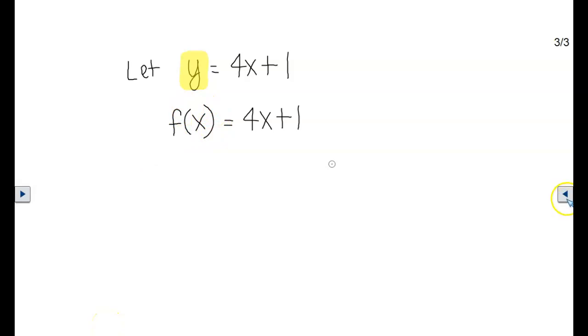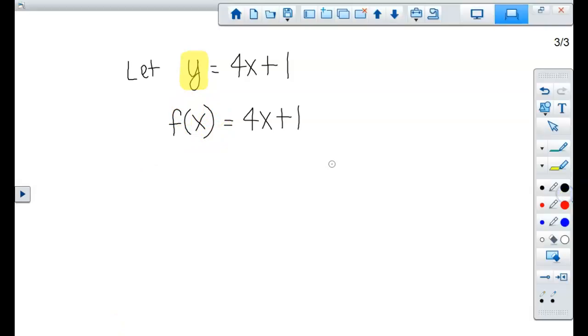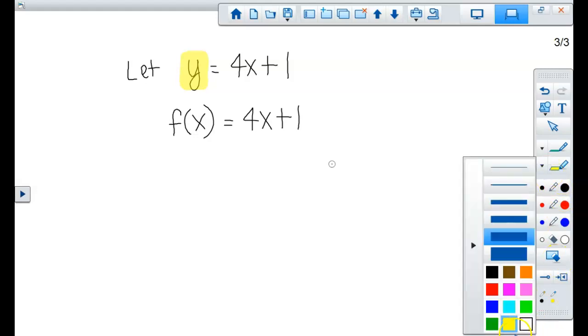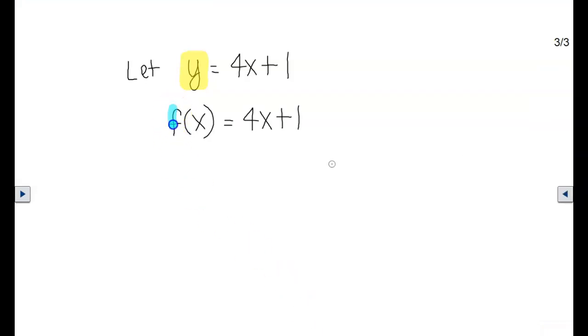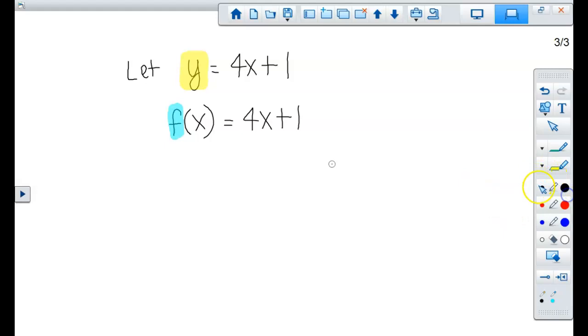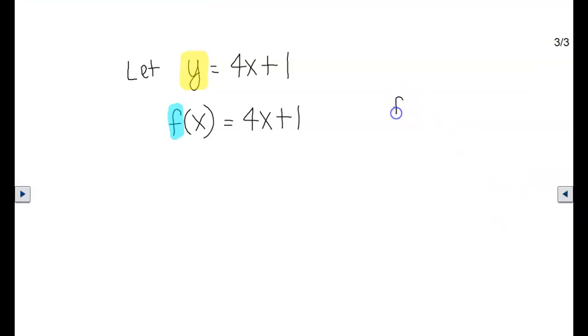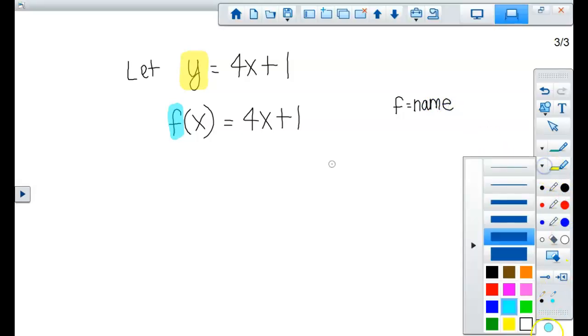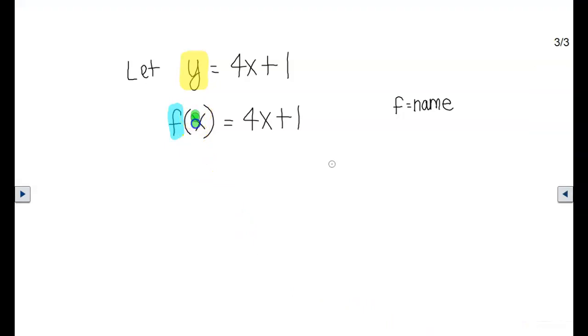Now again here, let me kind of emphasize to you what's going on. I want to make sure you understand this. The f that you see right here is the name of this function. So that f is the name. Let me write that down over here. It tells you that this is a function. The x that we see in here is the input. X is always input.